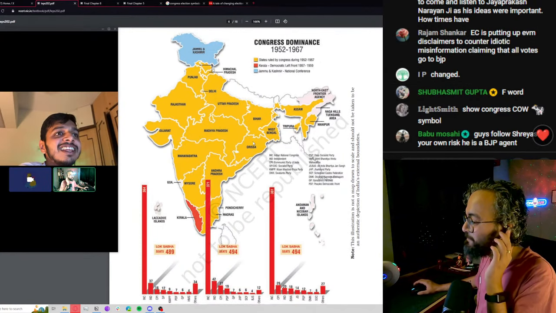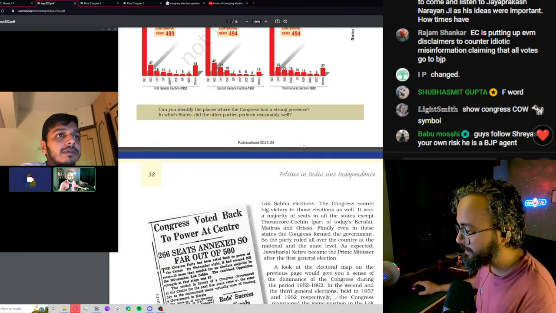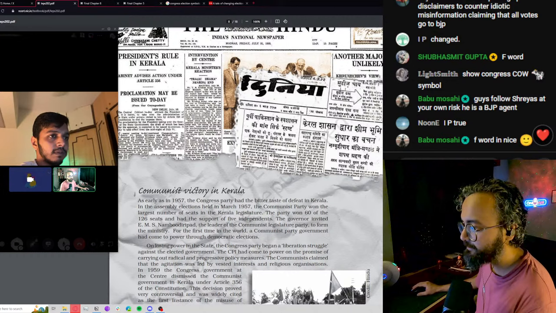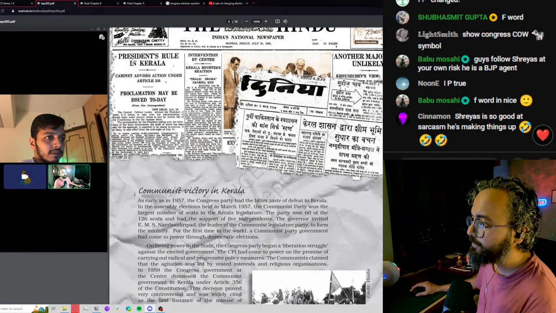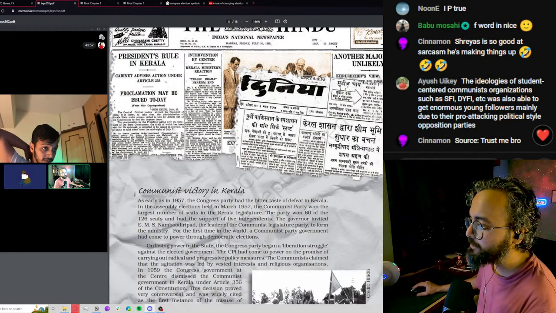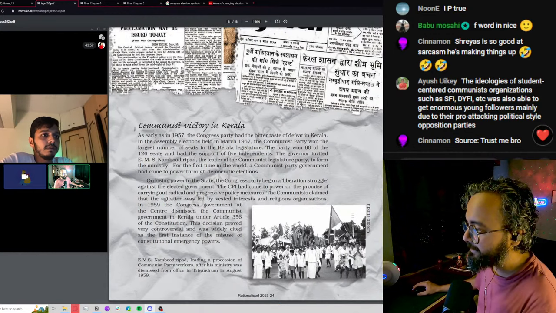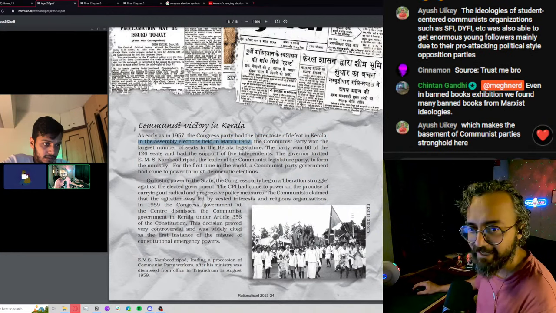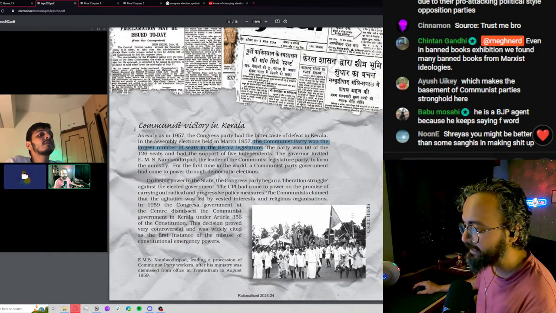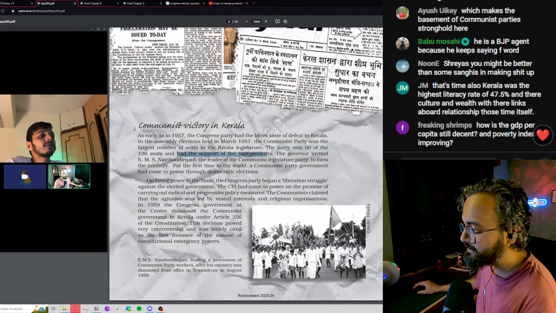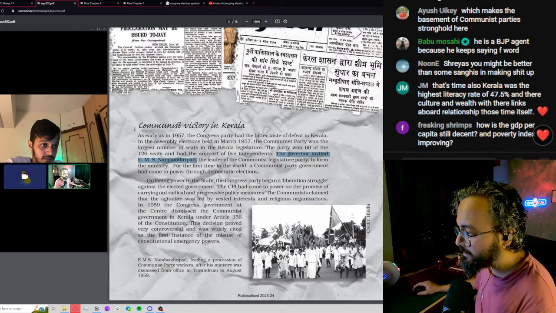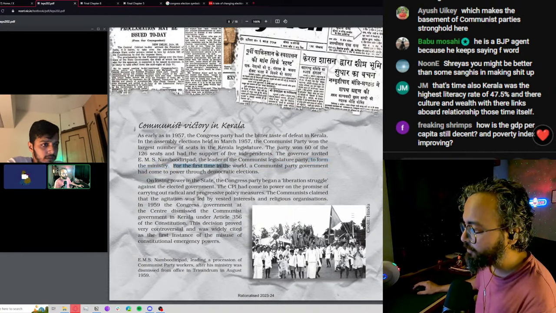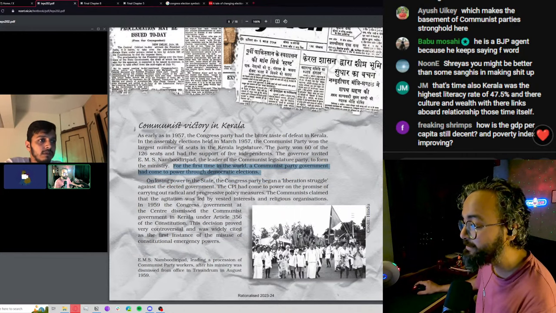Oh, wow. Okay. But yeah, so the map, Kerala, right below it. Wait, wait, where did it go? Oh yeah, this part. If you go to page 33, there's this very stylized, amazing page which starts with President's rule in Kerala, cabinet advises action, proclamation may be issued today. Communist victory in Kerala. As early as 1957, the Congress party had a bitter taste of defeat in Kerala. In the assembly elections held in March 1957, the Communist Party won the largest number of seats in the Kerala legislature. The party won 60 of 126 seats and had the support of 5 independents. The governor invited EMS Nambudiripad, the leader of the Communist Legislative Party, to form the ministry. For the first time in the world, a Communist Party government had come to power through democratic elections.